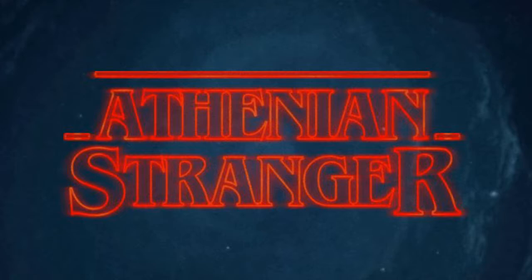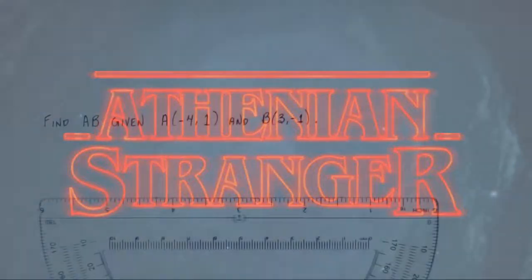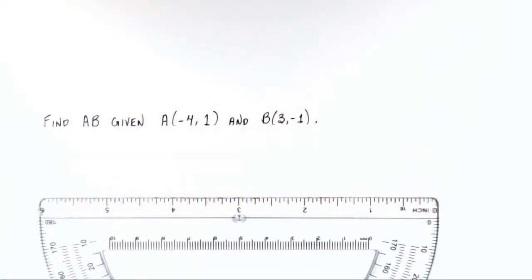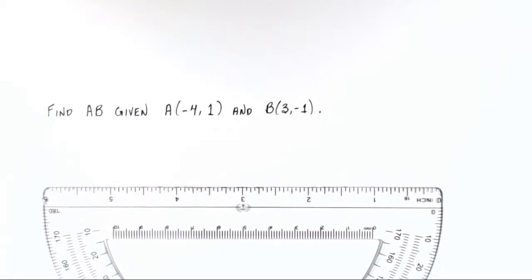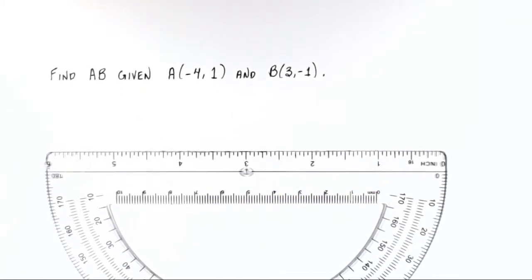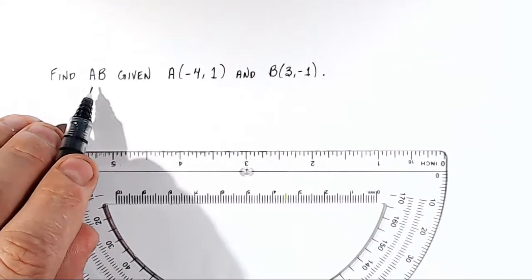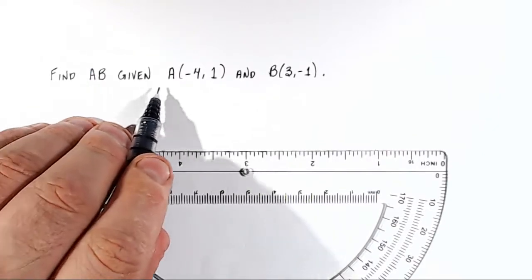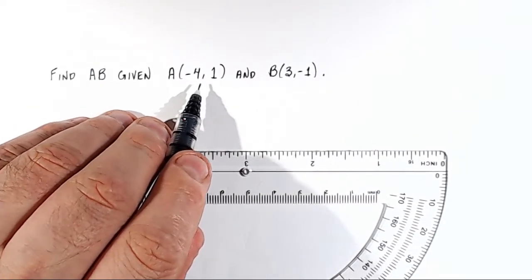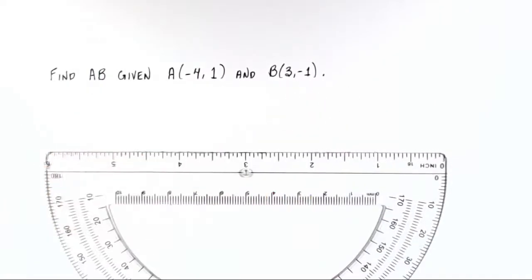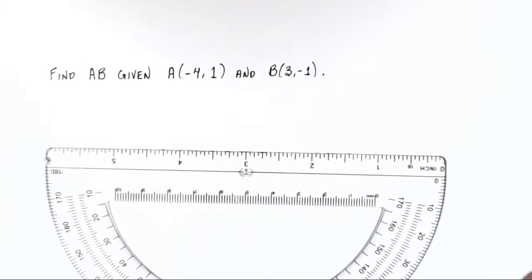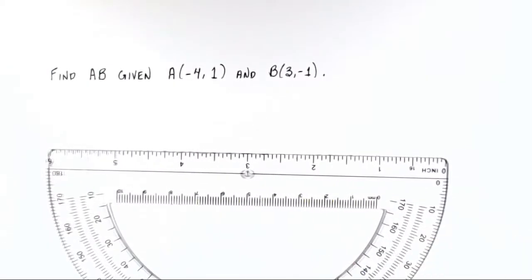Looking at a geometry problem that asks us to find the length of a line segment given the coordinates of its two endpoints. This is one of those deceptively simple problems. It's easy to say it, it's another thing to find it. Find distance AB given that A is located at (-4, 1) and B is located at (3, -1). I want to take you through the whole thing and show you this time.